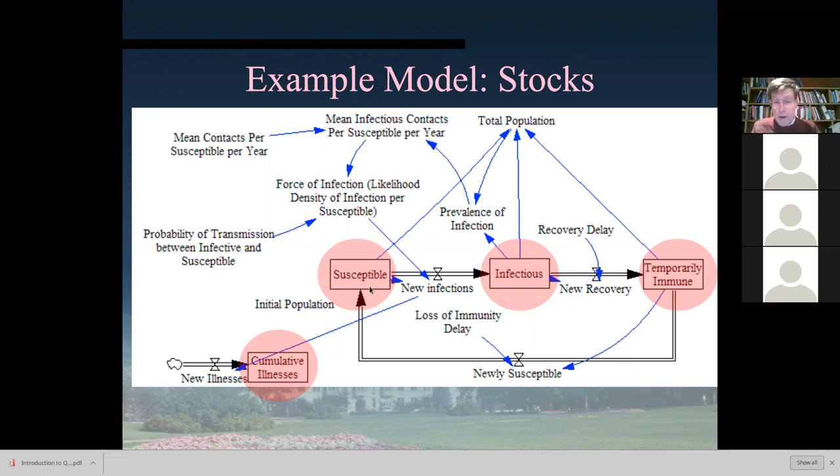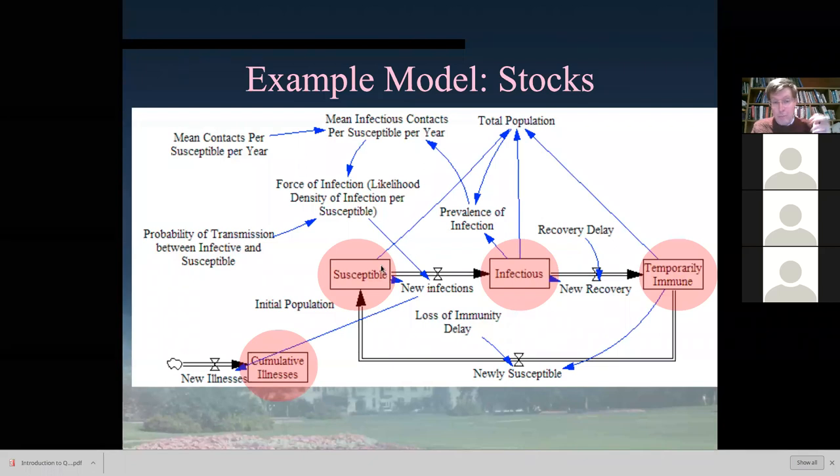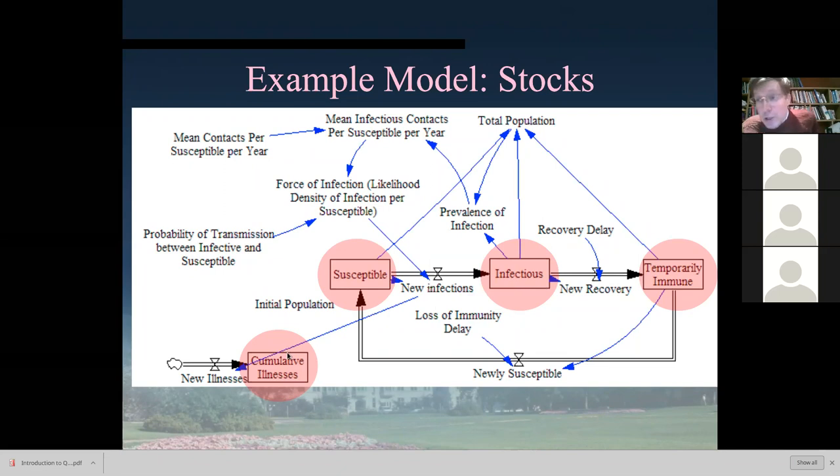And often they're joined together in what can sometimes be called staging chains or aging chains when they have to do with aging. These are stages a person goes through according to the natural history of infection. Someone's susceptible, maybe after some time they get infected and they become infectious, and then they become temporarily immune. Sometimes those stocks can be disconnected.